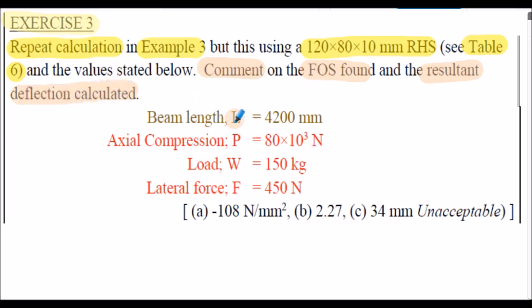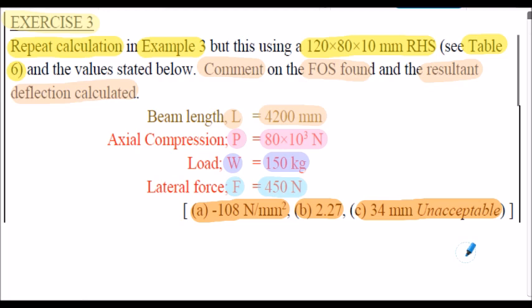Given a beam length L of 4,200 millimeters, the actual compression P of 80 times 10 to the 3 newtons, the load W of 150 kilograms, again be careful with that piece of information, and the lateral force F of 450 newtons. Answers are shown in the brackets here for part A, the maximum stress, again compressive stress here, part B, the factor of safety, and part C, the deflection.